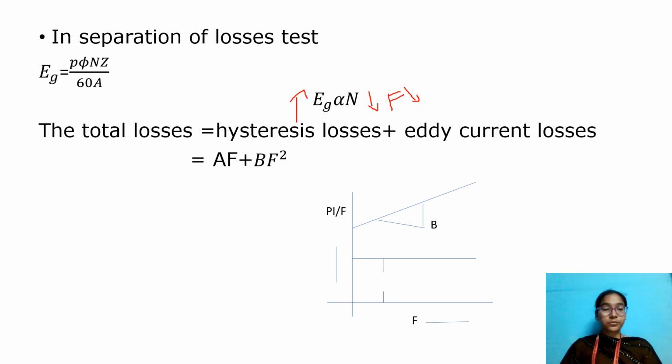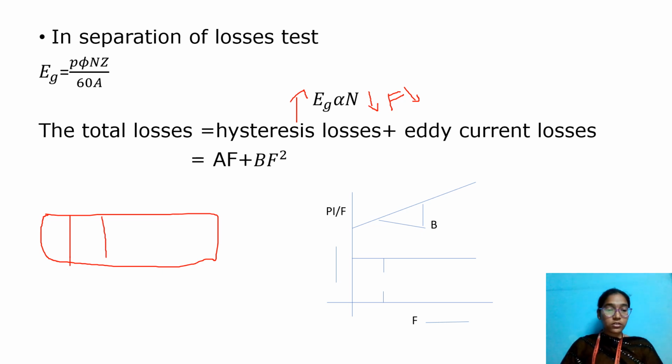If we conduct any experiment for the separation of hysteresis losses and eddy current losses, the tabular column must contain the voltage, speed, Phi, frequency, and the Eg.